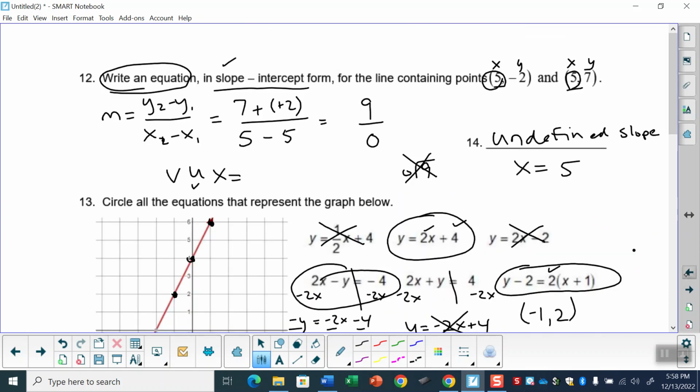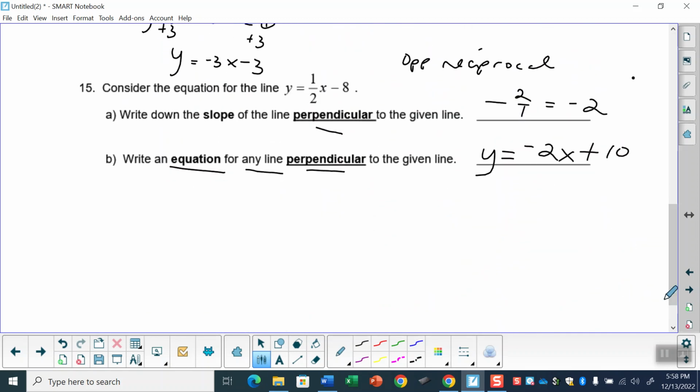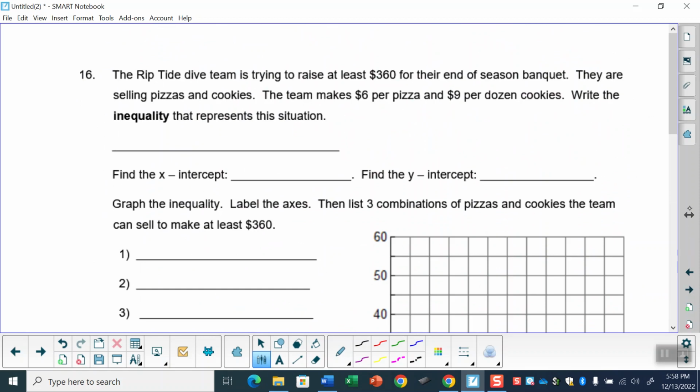All right, so that was, what number was that? Let me make sure I didn't skip one. All right, that was 15. And here we go on 16. Okay, so we got our dive team. We're raising at least $360. Okay, we're selling pizzas and cookies. All right, $6 per pizza, 9 per dozen cookies.